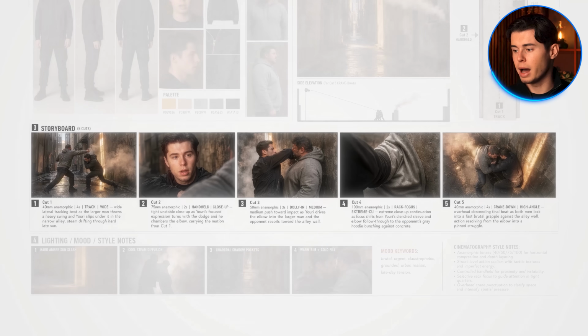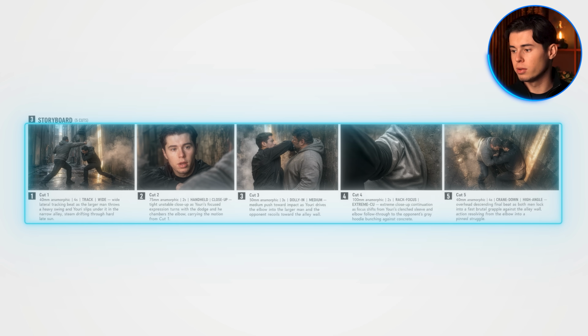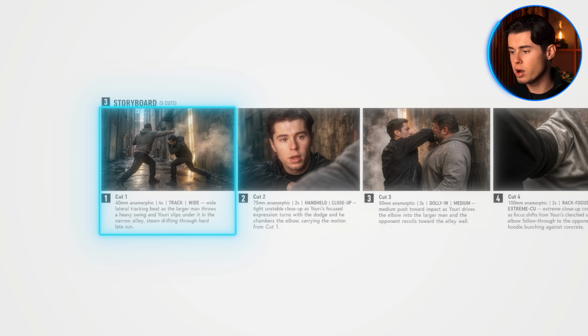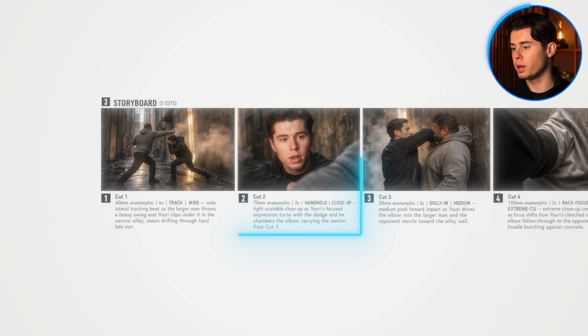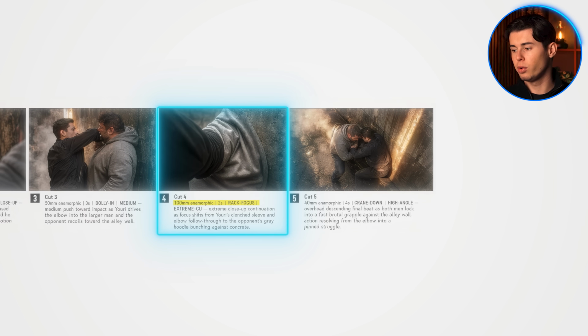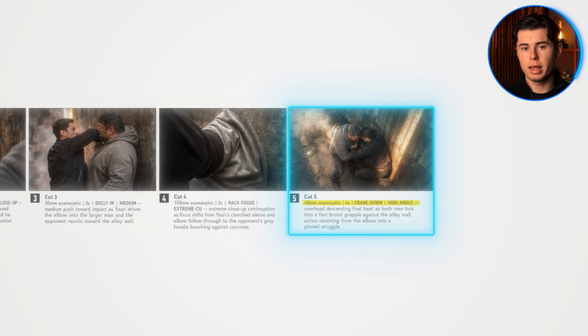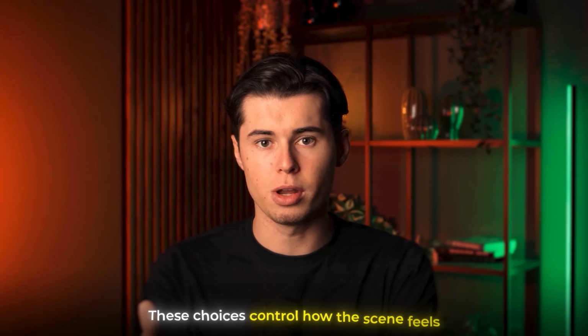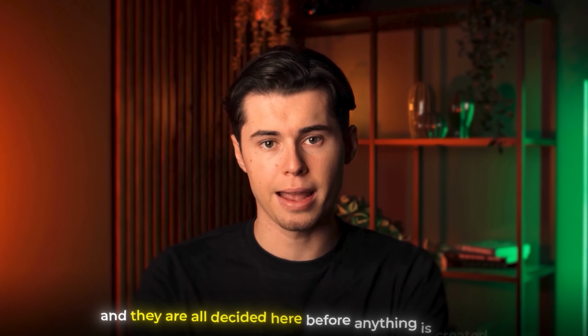Now let's dive into the camera work and shot flow. This is where the specific lens choices for each shot are written out. For the wide view of the alley, the plan starts with a 40mm tracking shot to establish the space and the first swing. Then it cuts into a 75mm handheld close-up for the unstable reaction, before a 50mm dolly in pushes the fight toward the alley wall. After that, a 100mm rack focus shot follows the elbow impact, and the sequence finishes with a 40mm overhead crane down angle to show the full struggle from above. These choices control how the scene feels, and they are all decided here before anything is created.